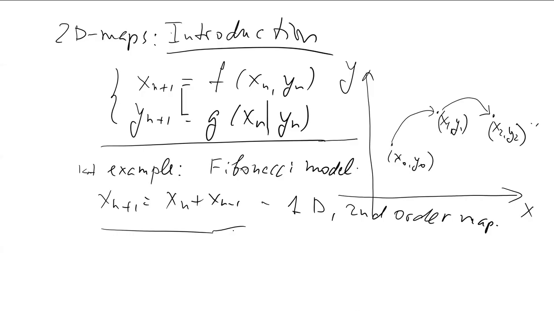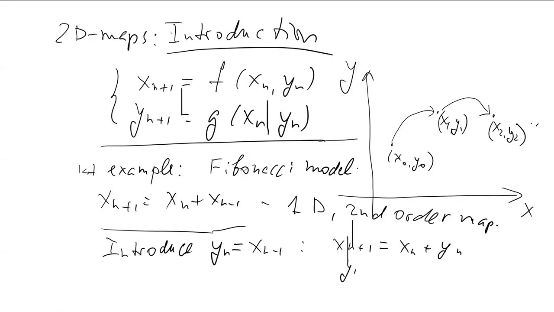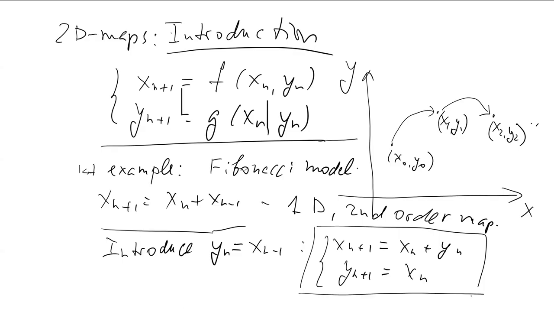So what can we do? We introduce a new variable yn, which is xn minus 1, and then xn plus 1 will be xn plus yn, and here I can put yn plus 1 equals xn. So this is our two-dimensional map.